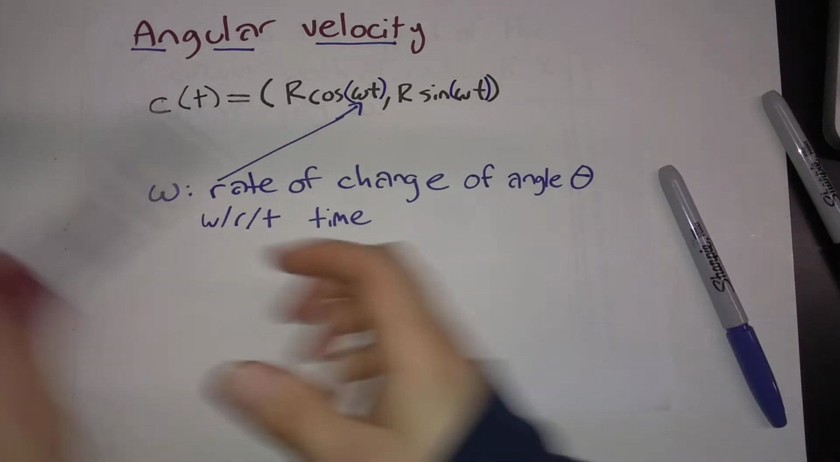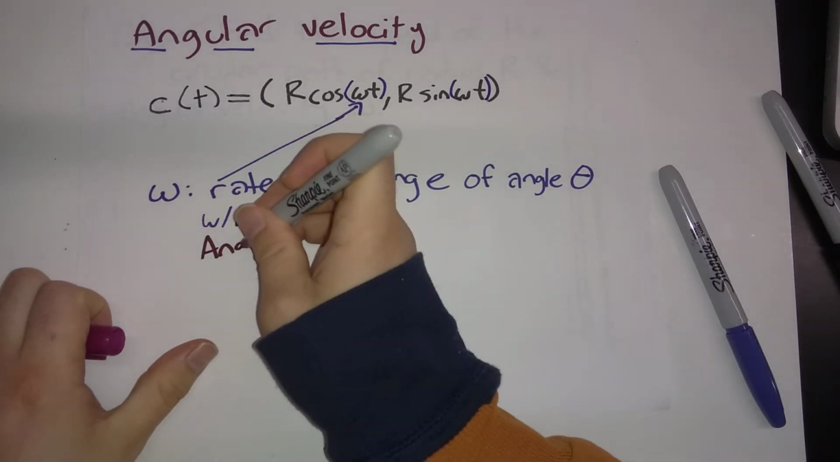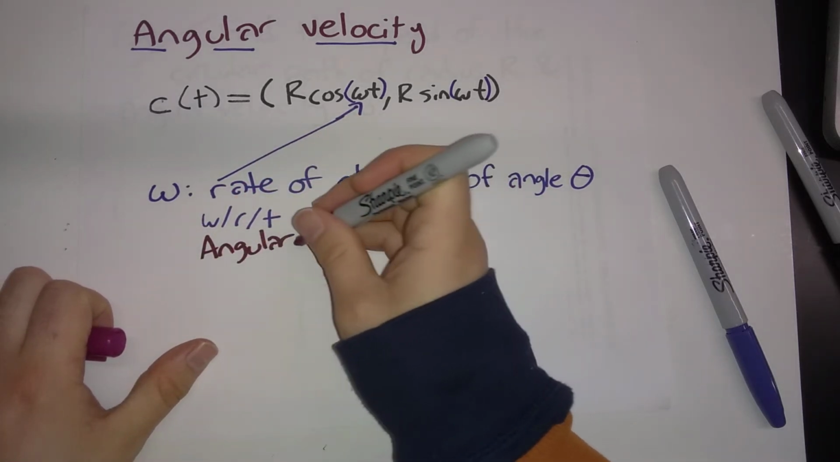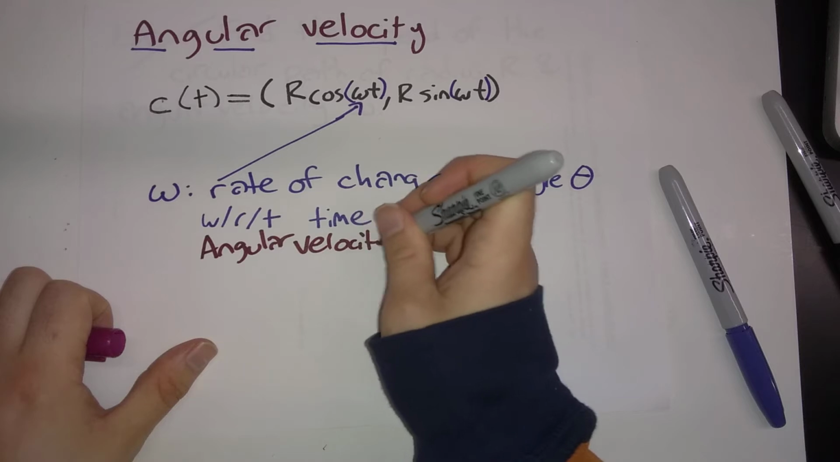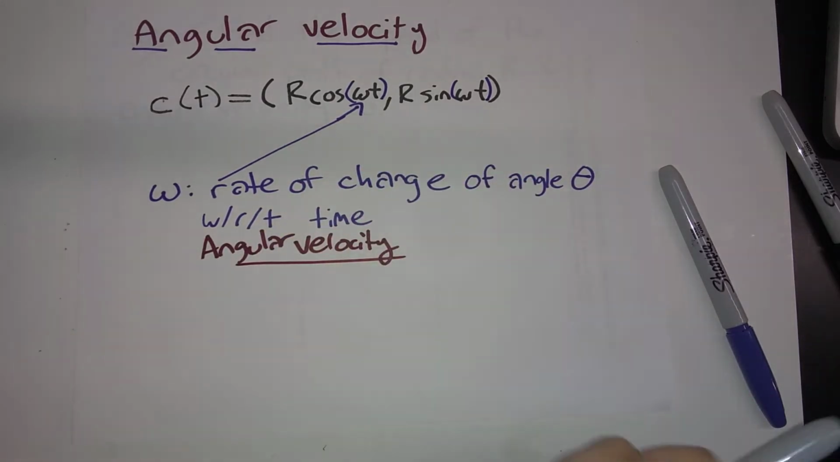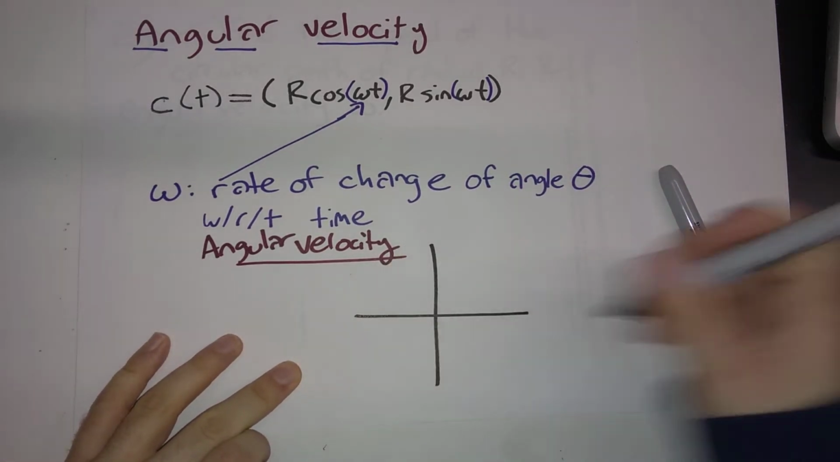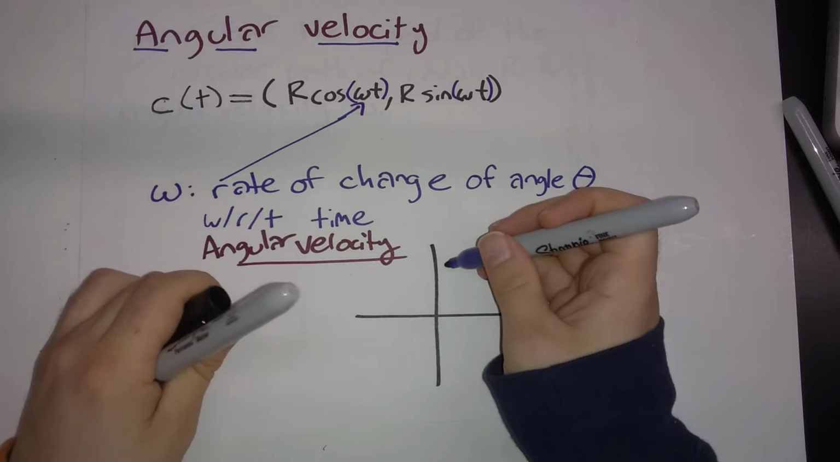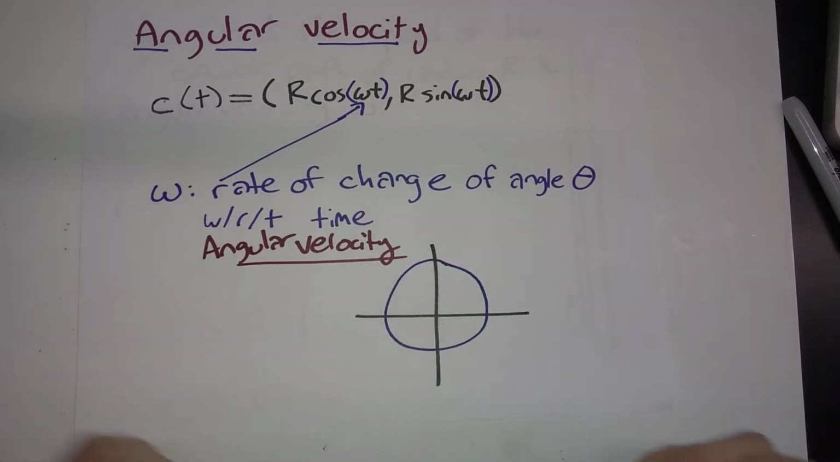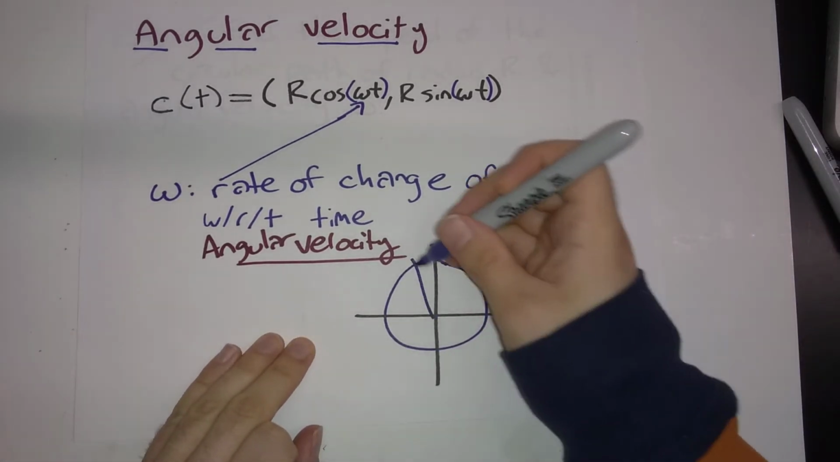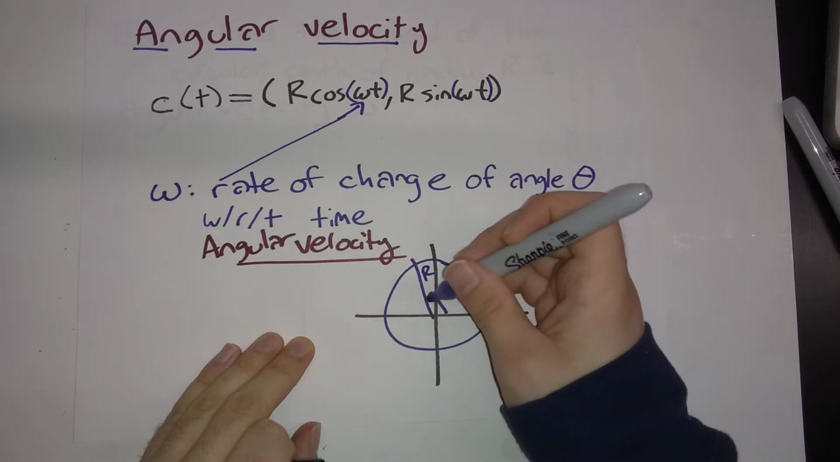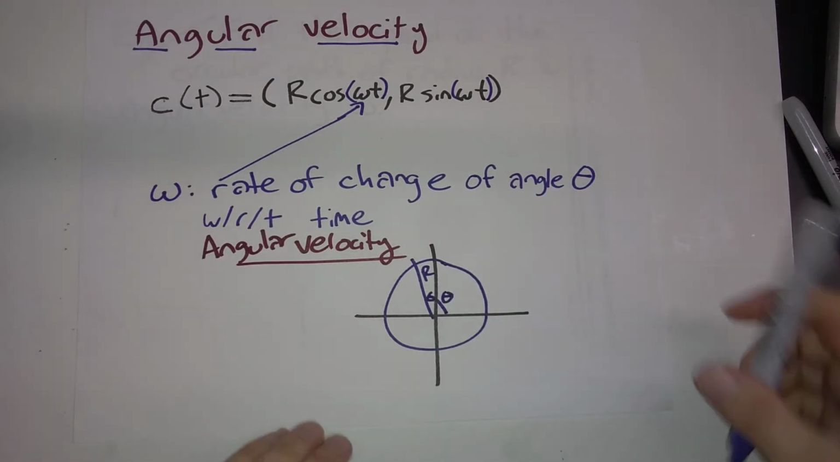This omega is the angular velocity. In words, it's the rate of change of the angle theta with respect to time. So let's say here is your particle moving around here. It's radius R, so this angle here is theta.